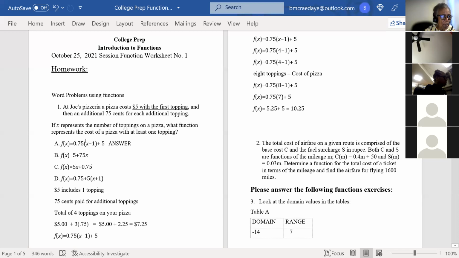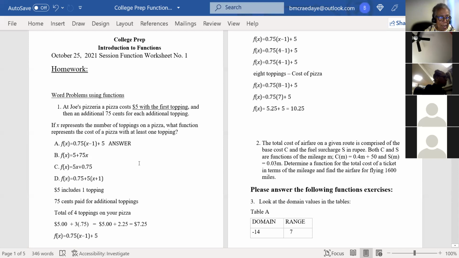So say you're doing the parentheses first? Yes, you remember PEMDAS, you have to do this first. 0.75 times the X minus 1. So no additional toppings: 1 minus 1 is 0, and 0 times 0.75 is 0, and plus 5 is 5. So just a straight pizza with just the first topping that comes with it is $5. Got it? Okay.